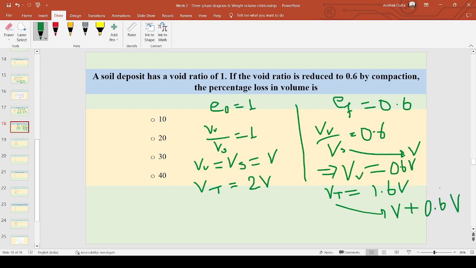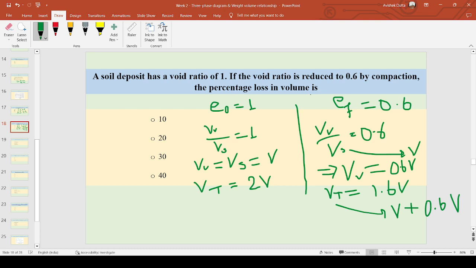So it's clear? Yes. This is the total volume we have obtained by adding the volume of soil solids, which is constant in both the cases, and the volume of voids, which has been changed due to compaction. When void ratio is changed by compaction, what do we mean? The volume of void is changed, isn't it? The solids won't change, right? So volume of voids has been changed from V to 0.6 V. Total volume is 1.6 V.